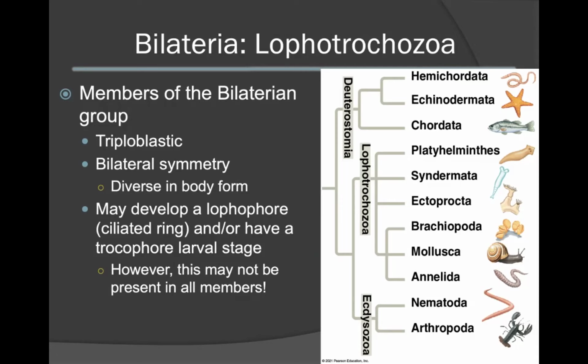With respect to the Lophotrochozoans, a unique characteristic of these groups includes the development of a lophophore or ciliated ring for feeding purposes, and these individuals may also have a trochophore larval stage, which is unique to this group. However, this may not be present in all members of the Lophotrochozoans.